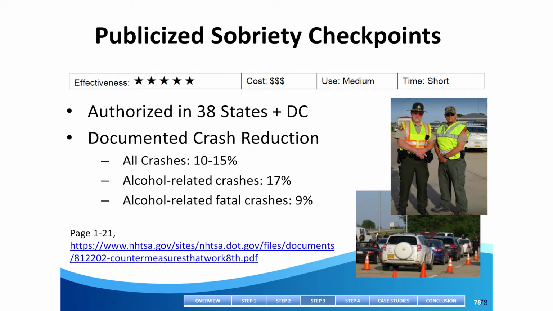I mentioned we had some examples from NHTSA's countermeasures that work. This is an example from their publication, and this is related to sobriety checkpoints. You may have to call them safety checkpoints and do more than a sobriety check, depending on your state laws. But they've been shown to reduce crashes 10 to 15%, and alcohol-related crashes even more. So that's kind of where the effectiveness rating comes in.